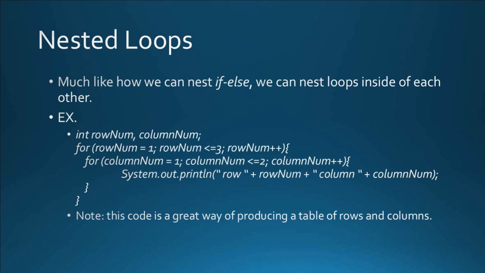I have int rowNum, columnNum. For rowNum equals 1, rowNum is less than or equal to 3, rowNum++, for columnNum equals 1, columnNum is less than or equal to 2, columnNum++, System.out.println("Row " + rowNum + " column " + columnNum). And this code's a great way of producing an artificial table of rows and columns, because the column for loop is inside the row for loop.